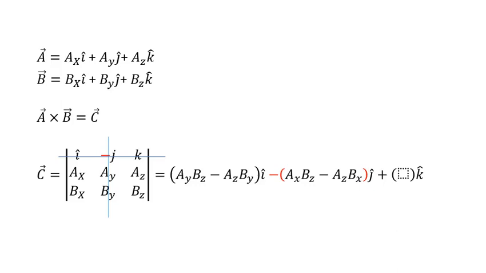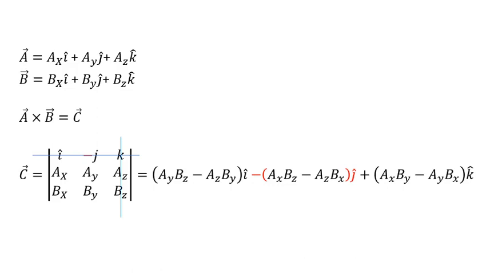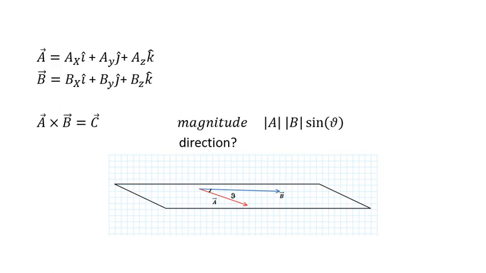The next coefficient, of the j vector, is obtained by cancelling in your mind the second column, the one with the j. And the 2 by 2 matrix gives me ax bz minus az bx. The last coefficient, of the k unit vector, is ax by minus ay bx. Now, this was how to find the components of the vector C.